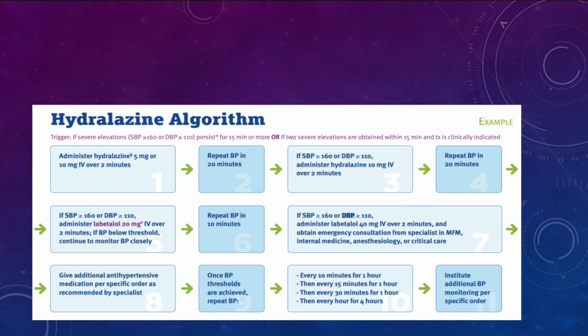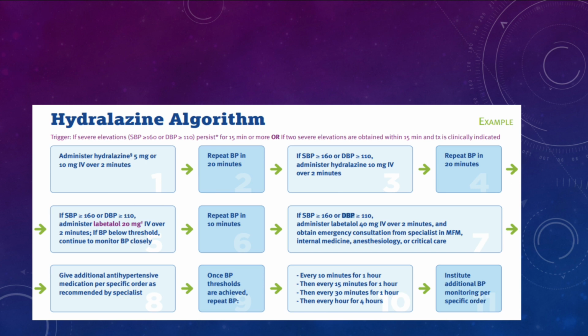Give 5 mg or 10 mg, then repeat BP. If it is 160, give 10 mg. Again add 10 mg, then repeat BP. Then again you can start with labetalol 20 mg IV. Then repeat BP; if it persists, provide the same maternal medicine care and obtain emergency consultation for specialty internal medicine, anesthesia, critical care.